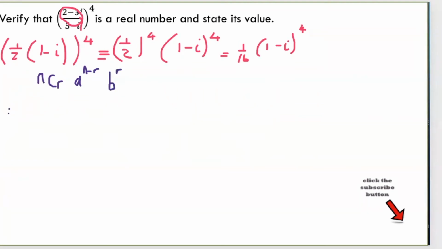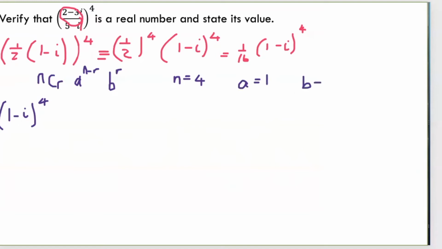Now, what is n? What is r? What is a? And what is b? So to expand this, I have to identify that n is a power, which is 4. So n is 4. Next, I need to identify what is a. a is 1. That's the first term in the bracket. And what is b? It's going to be minus i, which is the second term inside my bracket.